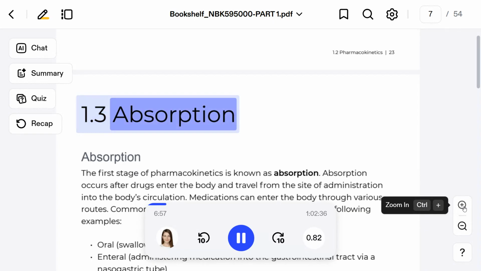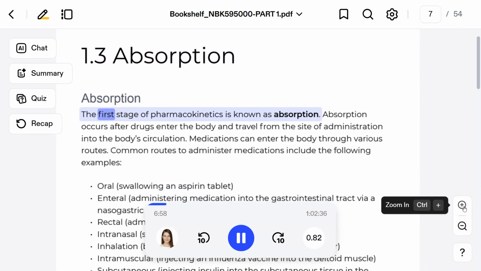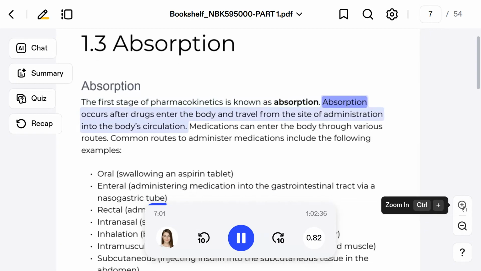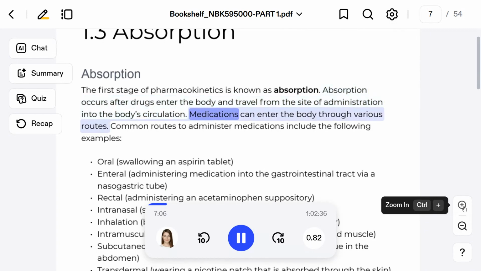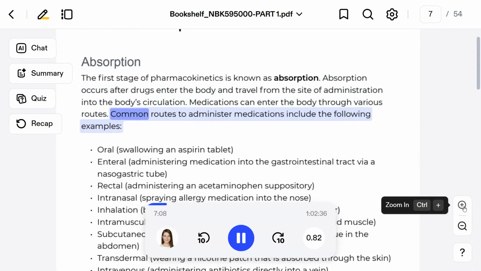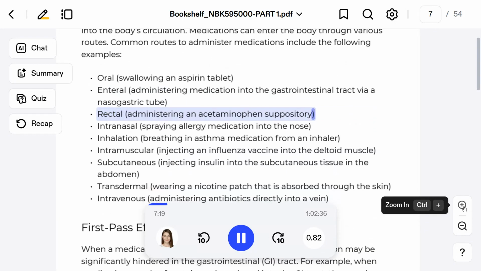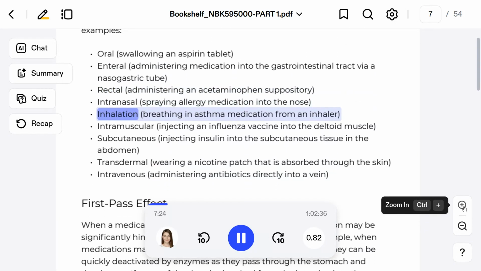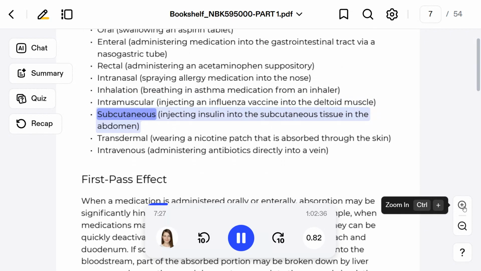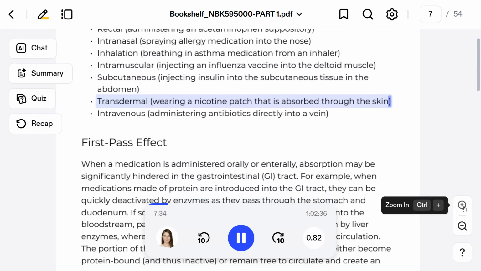1.3 Absorption. The first stage of pharmacokinetics is known as absorption. Absorption occurs after drugs enter the body and travel from the site of administration into the body's circulation. Medications can enter the body through various routes. Common routes to administer medications include the following examples: oral, enteral, rectal, intranasal, inhalation, intramuscular, subcutaneous, transdermal, intravenous.